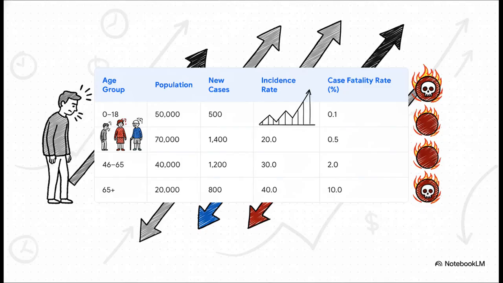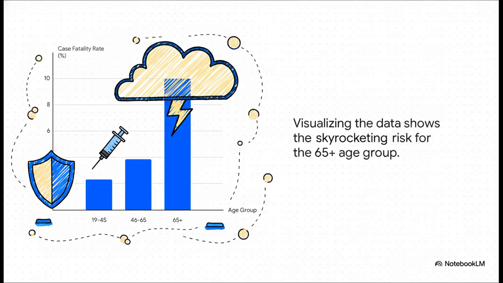Let's look at an example. Here's a hypothetical table for COVID-19. As soon as you lay the data out like this, the patterns just jump right out at you. You can see the rate of new cases, what they call the incidence rate, goes up with age. But the real story? Just look at that last column, the case fatality rate. And when you graph it out, wow, it makes the key message impossible to miss.